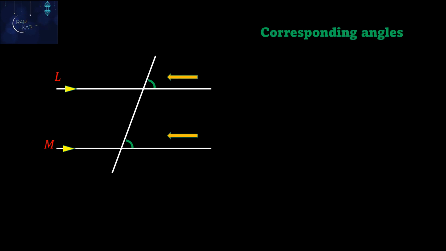Alright, so look at the green angles. All the green angles are congruent, and the same for the red angles, they are also congruent. So look at these two green angles. They are located on the same side of the transversal, and both angles are above the parallel lines. So we call these two angles corresponding angles.